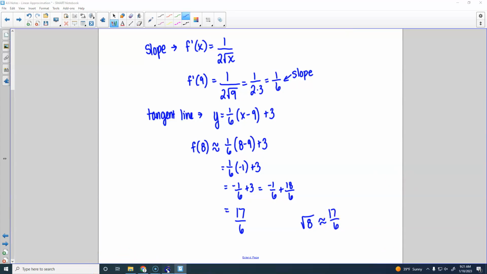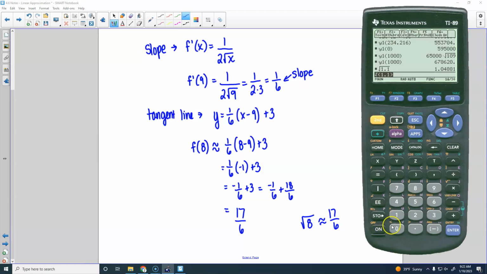And let's see how close it actually is. Let's step into the modern age where we do have calculators. 17 divided by 6 is 2.83 repeating. So the square root of 8 is 2.828. So we're finding that it rounds to the hundredth being the same, which is pretty good depending on how precise you need to be.